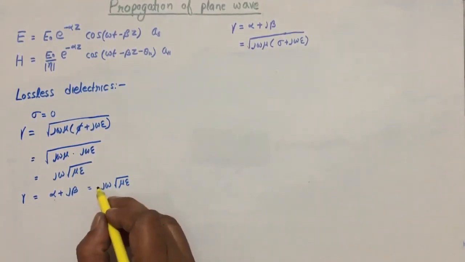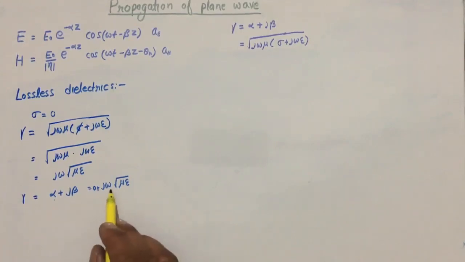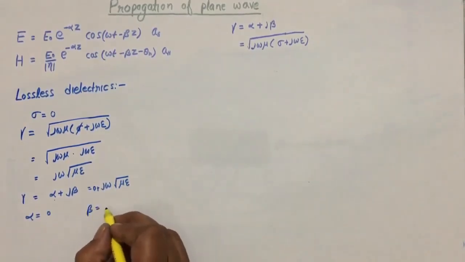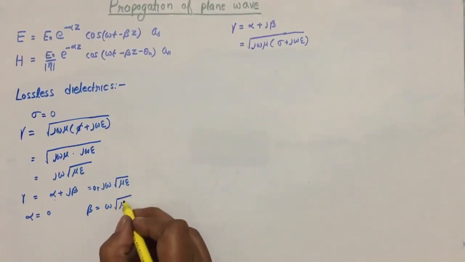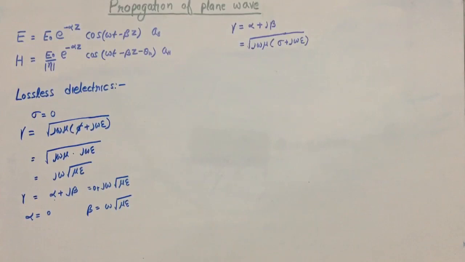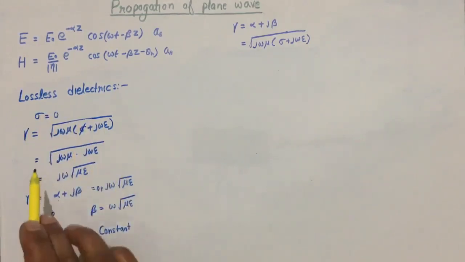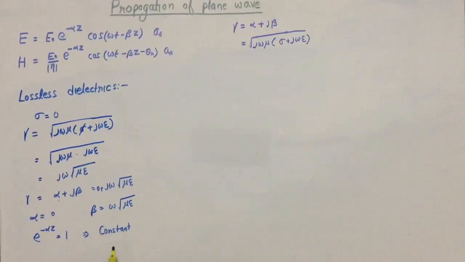Real part will be equal to the real part like this, and the imaginary part will be equal to the imaginary part. So from here we can find alpha will be equal to 0 and beta will be equal to omega square root of mu epsilon. Okay, so if alpha is 0, just as in the previous case we have discussed, then e to the power minus alpha z will be equal to 1, and the amplitude will be equal to E naught, means it will be constant. So from here we can find in lossless dielectrics the attenuation will not take place and amplitude remains constant.